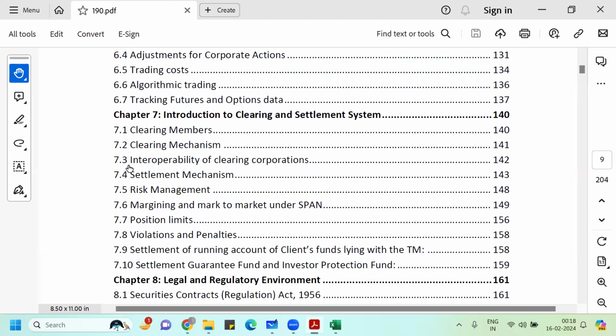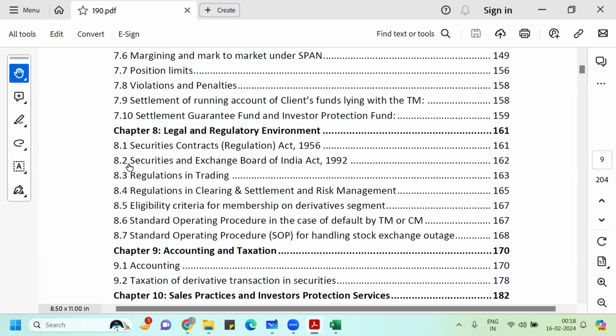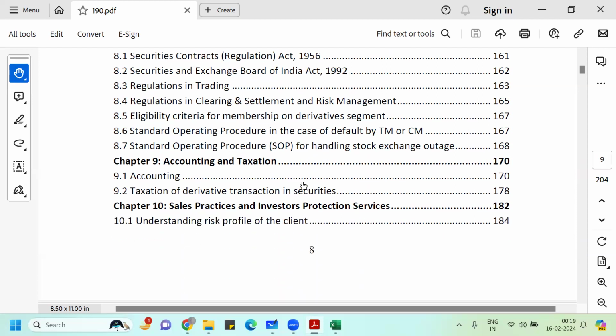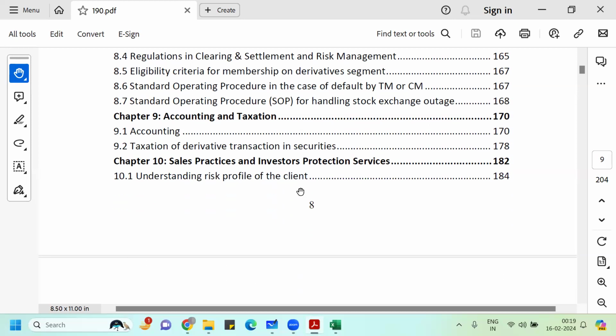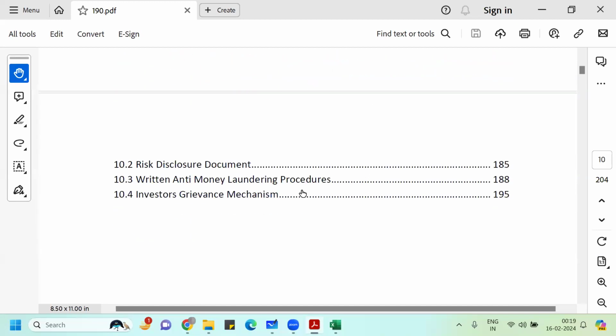Then going further, in chapter 8, we'll study the laws related to government interference with regard to the stock market and the operation of the derivative market. In chapter 9, we're going to talk about accounting and taxation. And in chapter 10, we'll talk about sales practices and investment protection services. Again, these would be theory only.